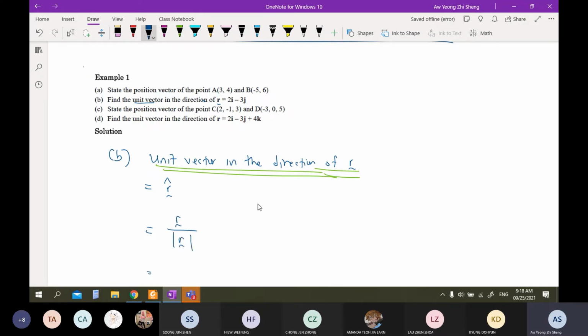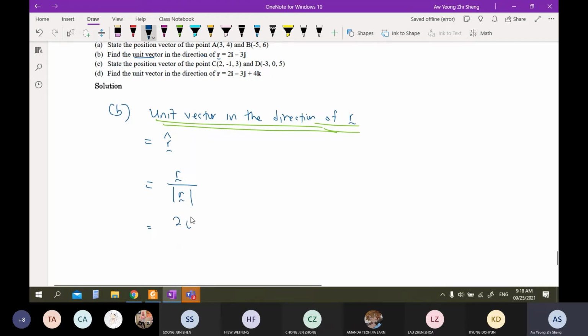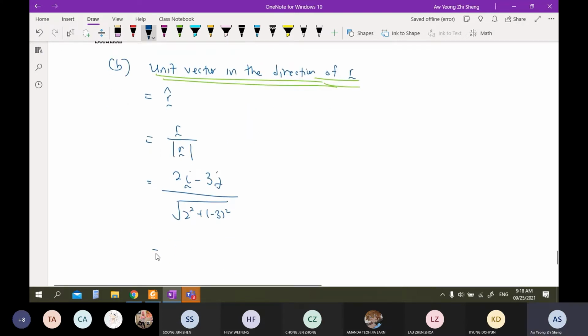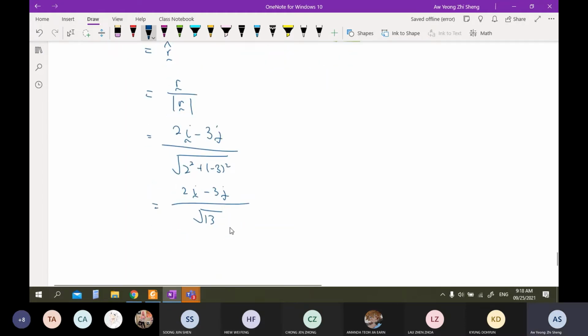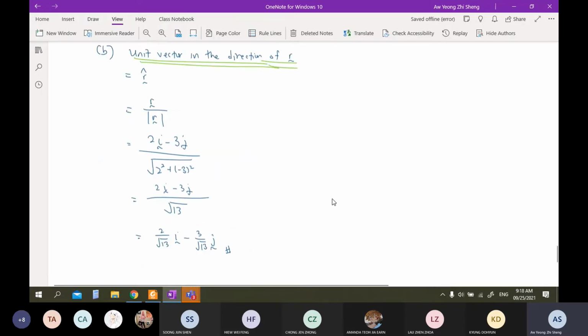So what is your vector r? Your vector r is 2i minus 3j. The length of r will be the square root of 2 squared plus negative 3 squared, and that will give you square root of 13. So it is usual practice for us to write the i and j terms separately. We would usually prefer to write 2 over root 13 i minus 3 over root 13 j, and we'll take this as the final answer, with the coefficients of i and j written separately.